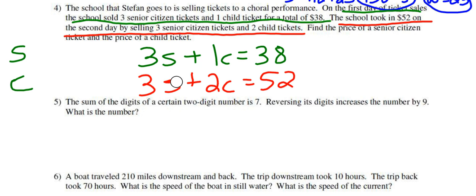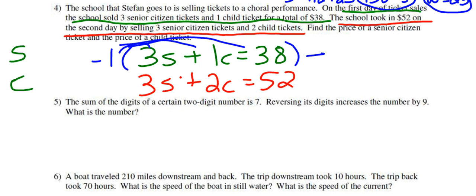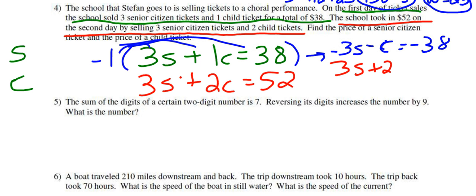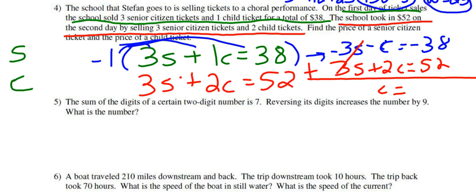Now I see we have a 3S in both of those equations. So if I just make one of those S's negative, then I can use elimination. So I'm going to make the top equation negative and multiply each of those by -1. So now I have negative 3S minus C equals negative 38. The bottom equation stays the same. So 3S plus 2C equals 52. I add those up. The S's cancel out. Negative C plus 2C just equals C. And negative 38 plus 52 equals 14. So it means the price of 1 child ticket is $14.